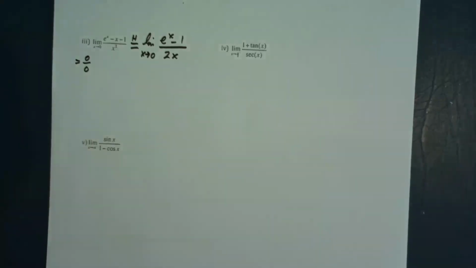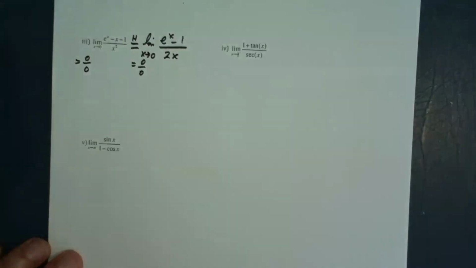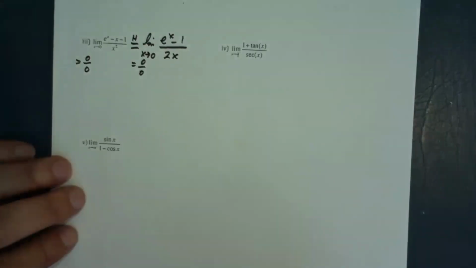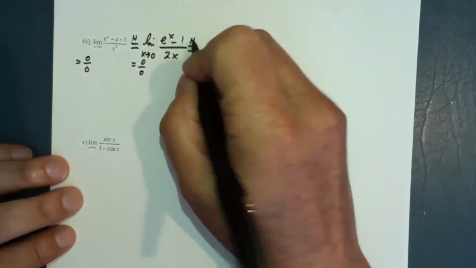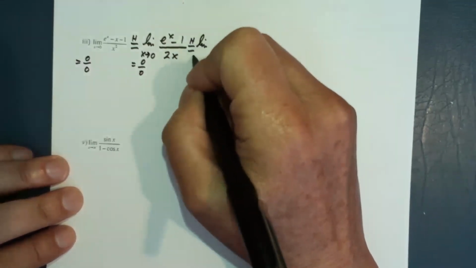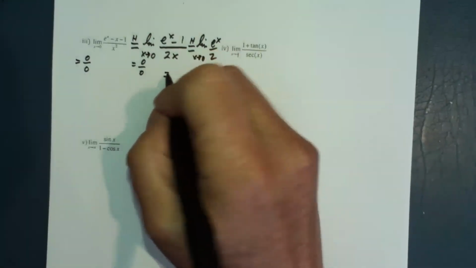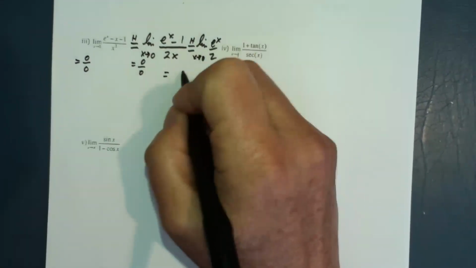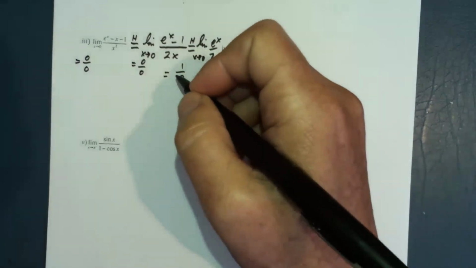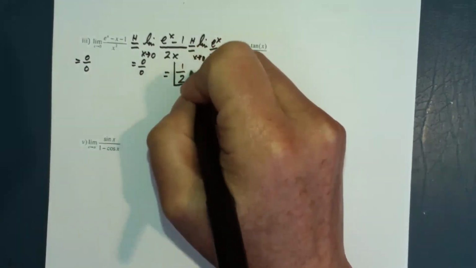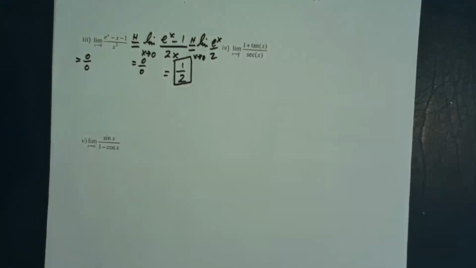All right, so let's try plugging in the 0. I plug in the 0 here. I get e to the 0, which is 1, minus 1. That's 0 again. And down below, so again, I have the 0 over 0 case. So I'm going to apply L'Hopital's a second time. And now when I plug it in, I'm going to get e to the 0, which is 1/2. So in this case, we had to apply L'Hopital's twice.